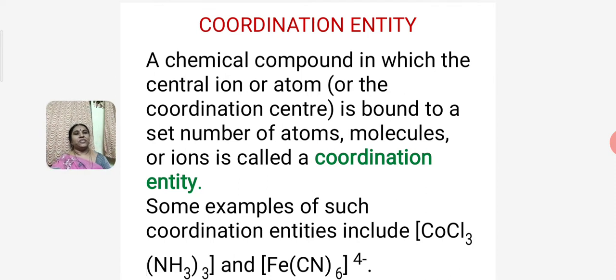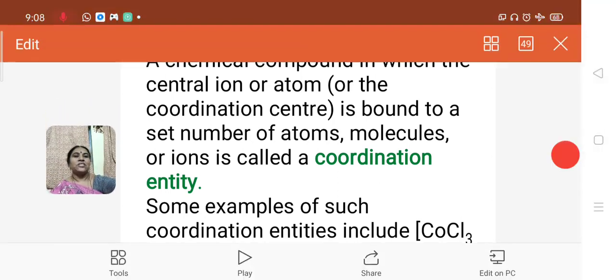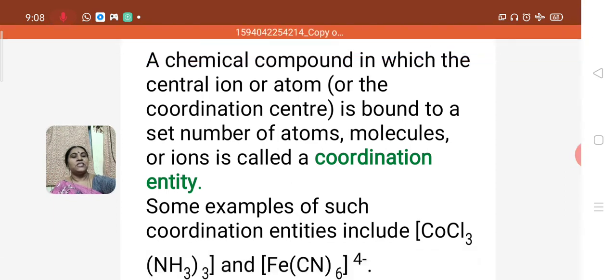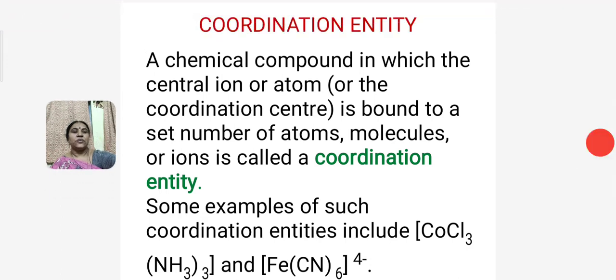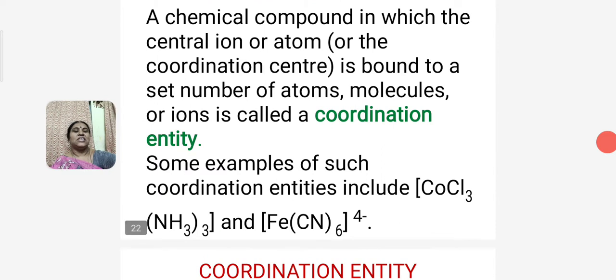Coordination entity: a chemical compound in which the central ion or atom is bound to a set number of atoms, molecules or ions is called a coordination entity. Some examples of such coordination entities include [CoCl3(NH3)3], [Fe(CN)6]4-.